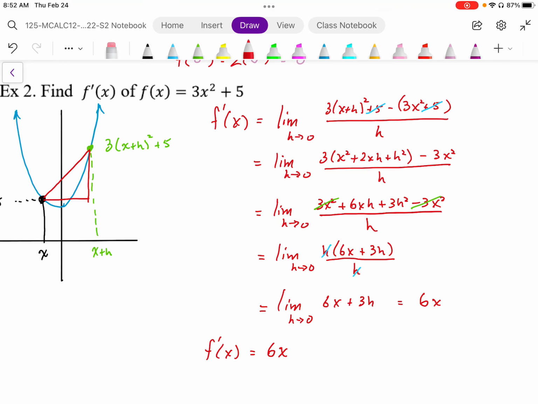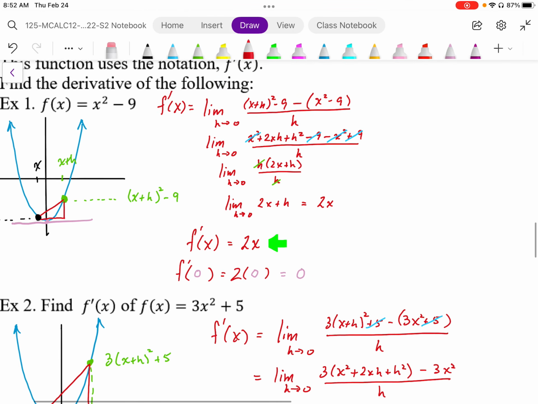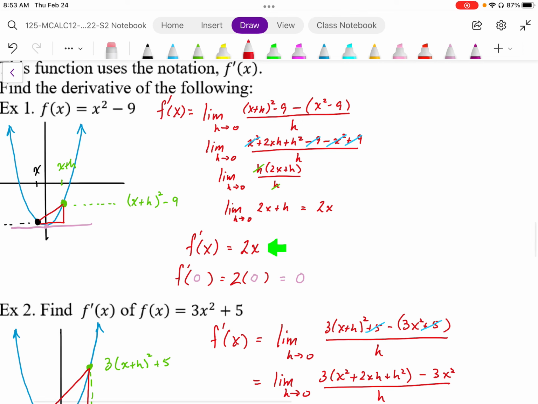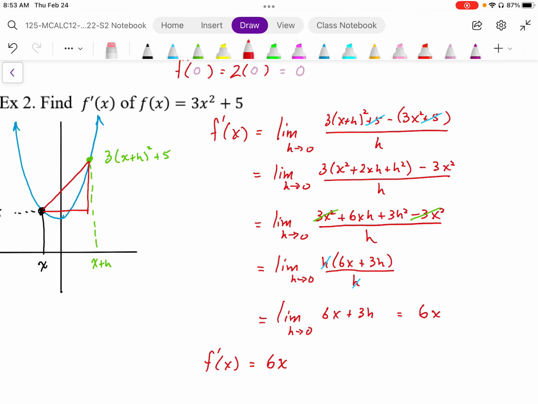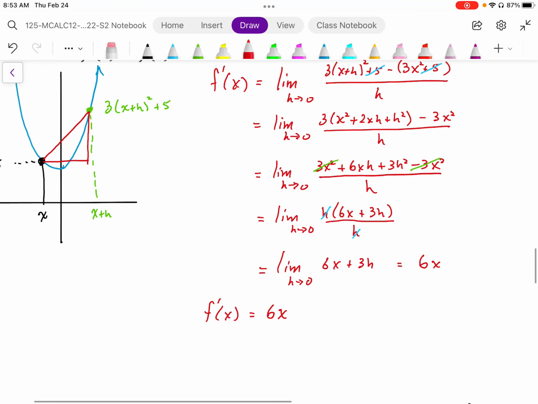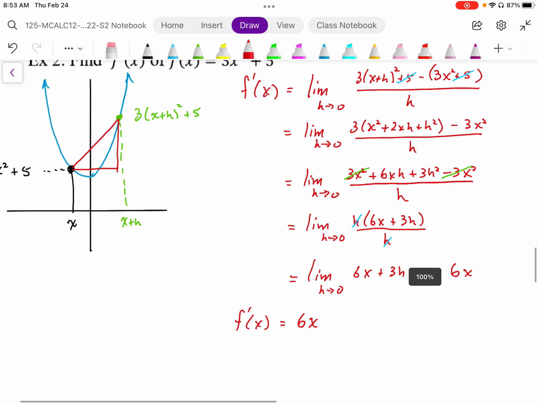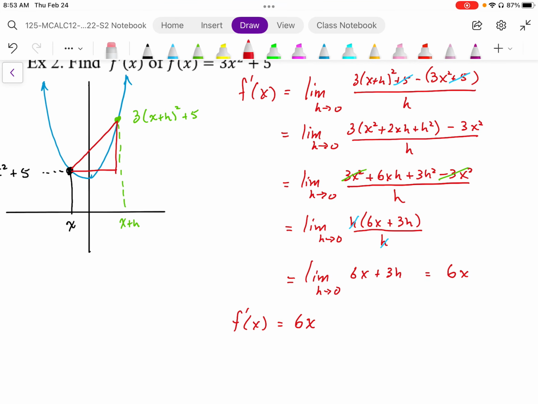The plus 5 and the minus 9 in these two examples don't really matter because all they're going to do is move the graph up and down. It's not going to affect the slope at any particular point x. So there it is. There is our slope formula for 3x squared plus 5. And we can test this by just plugging in different values of x, and we can see that those slope values are quite reasonable.